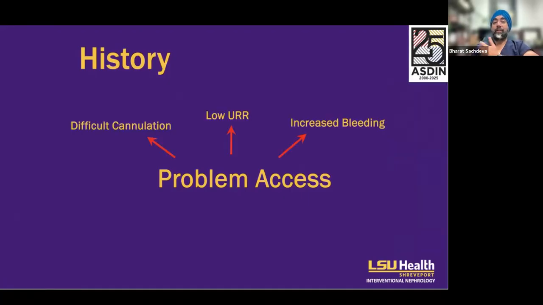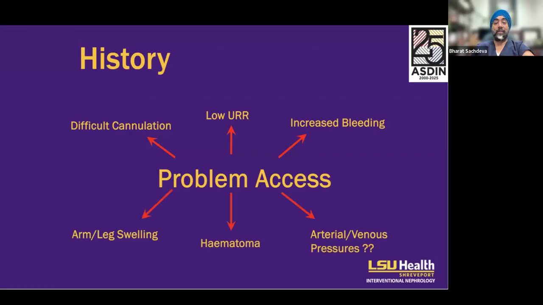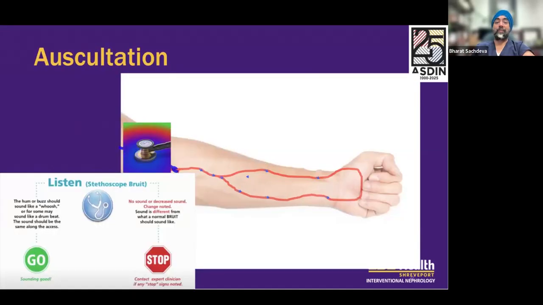Now, whenever we get a patient referred to us for an access problem, we have a host of causes: increased bleeding, low URRs, difficult cannulation, or swelling of the extremity. There could be an infiltration and a hematoma, or the pressures are usually high, and the patients are not able to get the desired access flows that they need for dialysis.